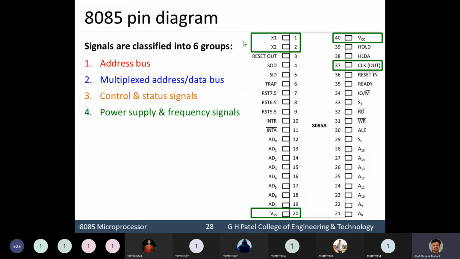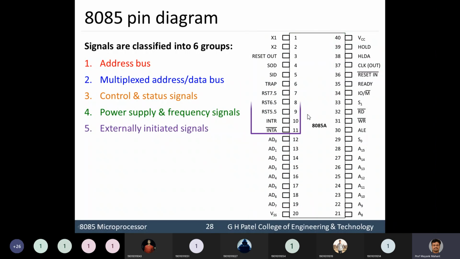to apply it in form of a crystal, and that crystal is connected between X1 and X2, which is pin number 1 and 2. Okay, so this frequency is also required by the external other devices that are connected to the microprocessor. So we will be using pin number 37, that is CLK out, clock out, so that this particular pin would be providing clock to all the other peripherals that are connected to my 8085 microprocessor.